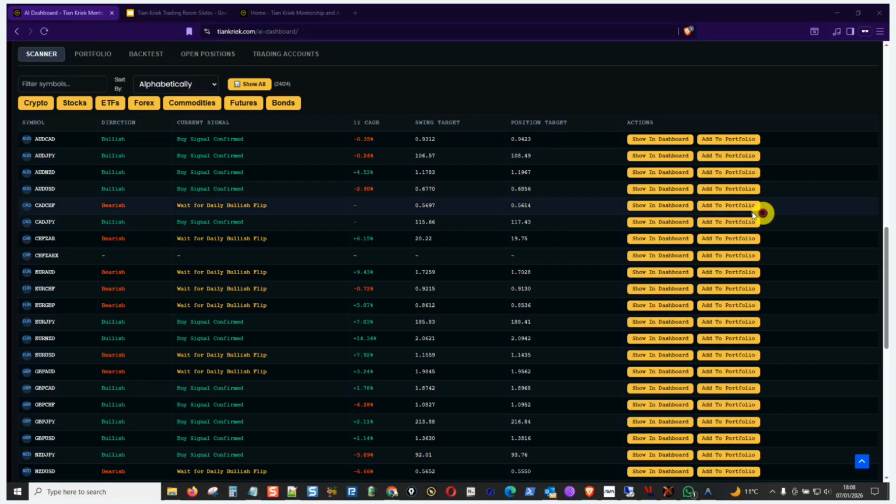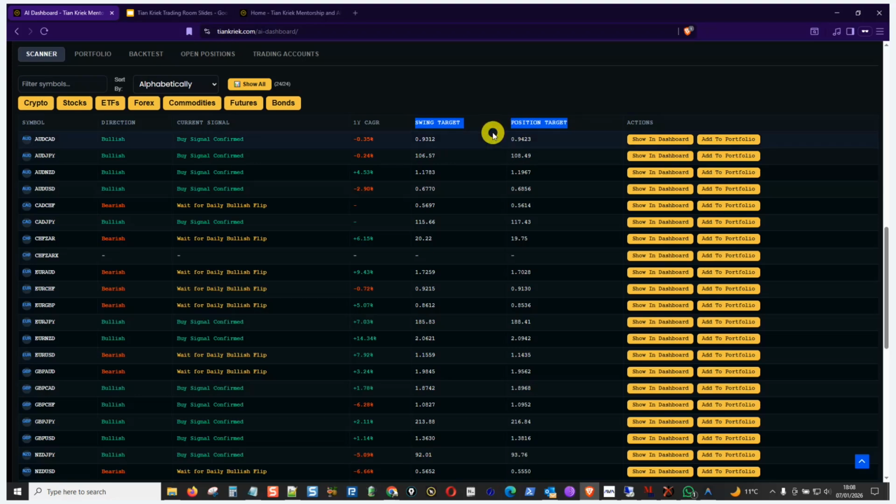Now, there are two strategies that you can deploy here, the swing target and the position target. If I want to trade the Aussie CAD that is currently showing a buy signal confirmed, then I can click add to portfolio. And the moment I click add to portfolio, it will show up in my portfolio over here.